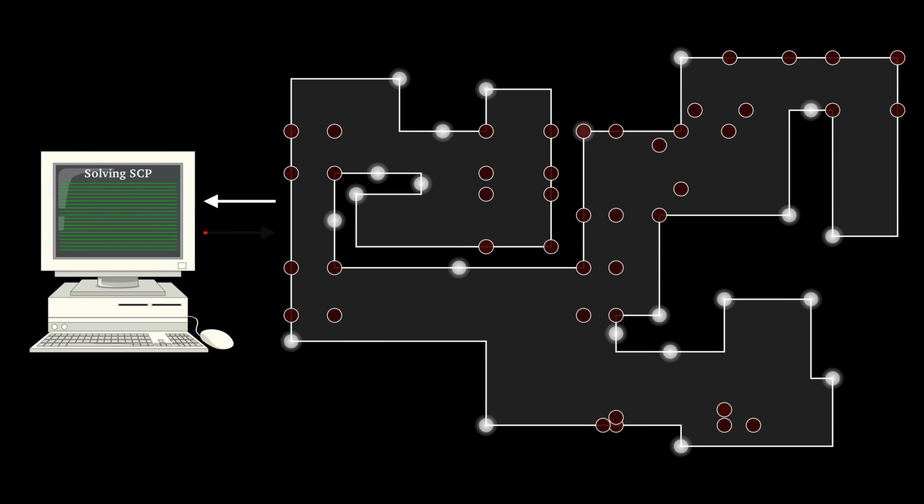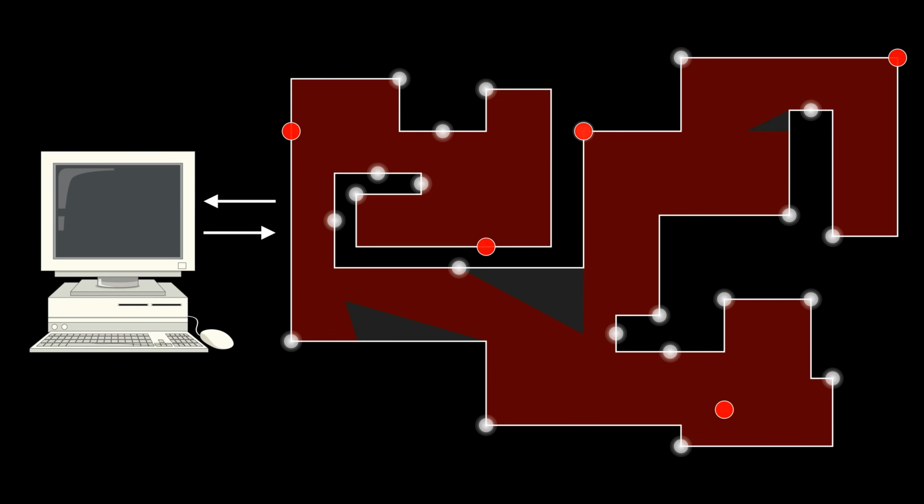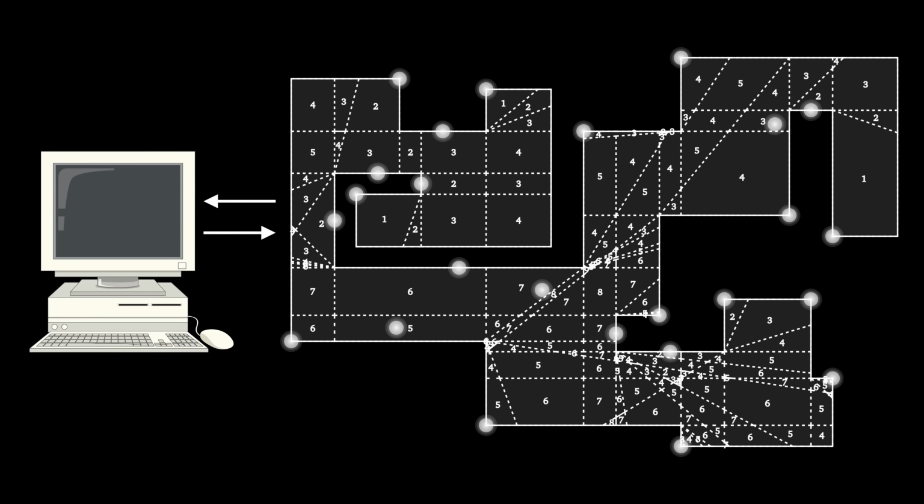Typically this yields a solution that covers all witness points, but not necessarily all points in the polygon. Therefore we identify all uncovered regions, place exactly one witness point in each of those, and repeat this process until the solution fully covers the entire polygon.